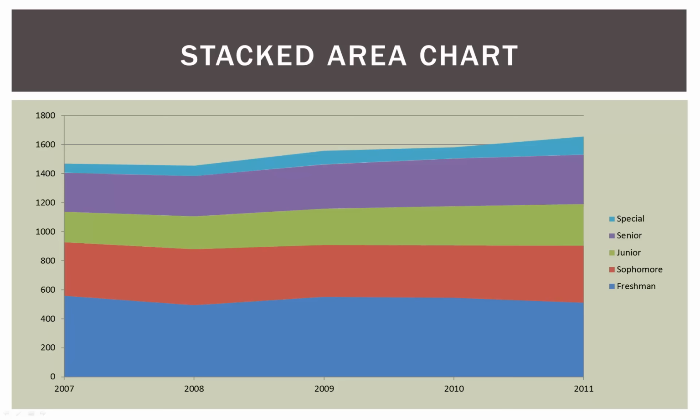Now, as far as the individual bands, of course, those represent each class level. So if we look, the senior, the purple, seems to widen over time. The junior, the green, seems to widen over time. The sophomore level seems to narrow a bit, and the freshman seems to narrow a bit.